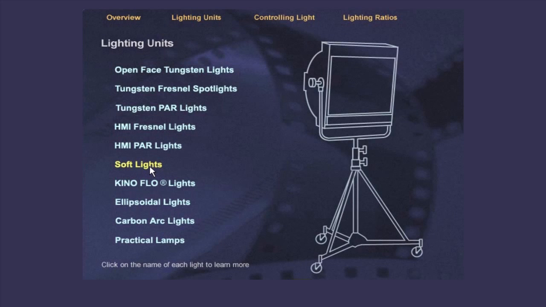Soft lights are open reflector lights that produce soft light with gradual shadows. Indirect light is bounced off a diffuse white surface. These are generally tungsten lights.